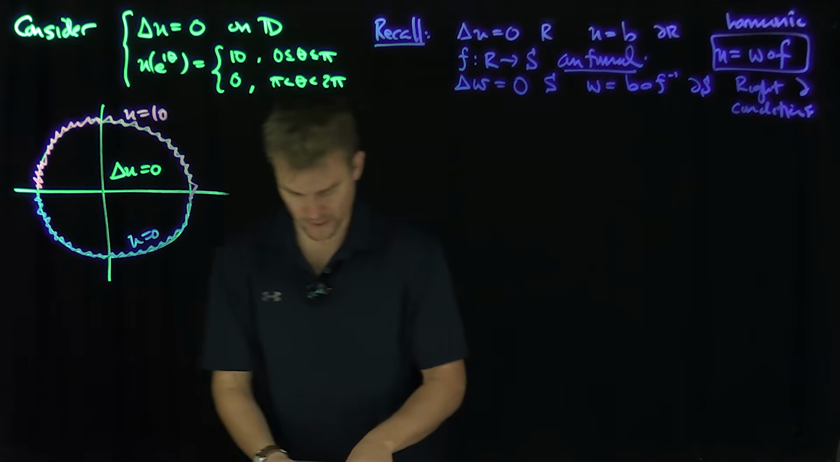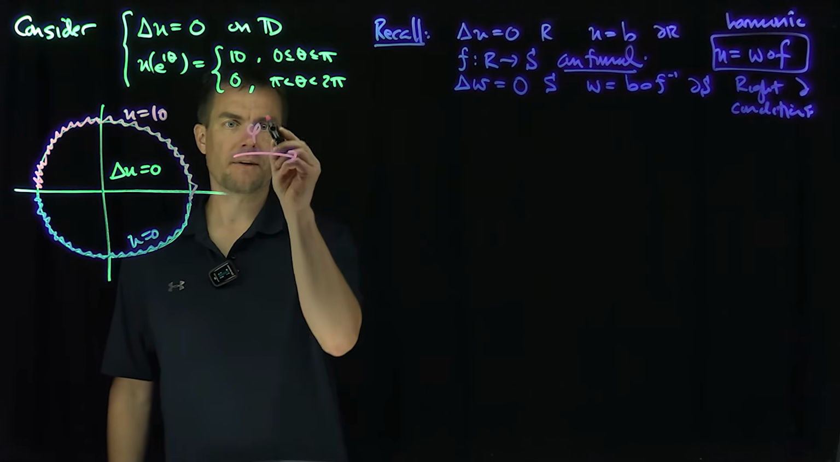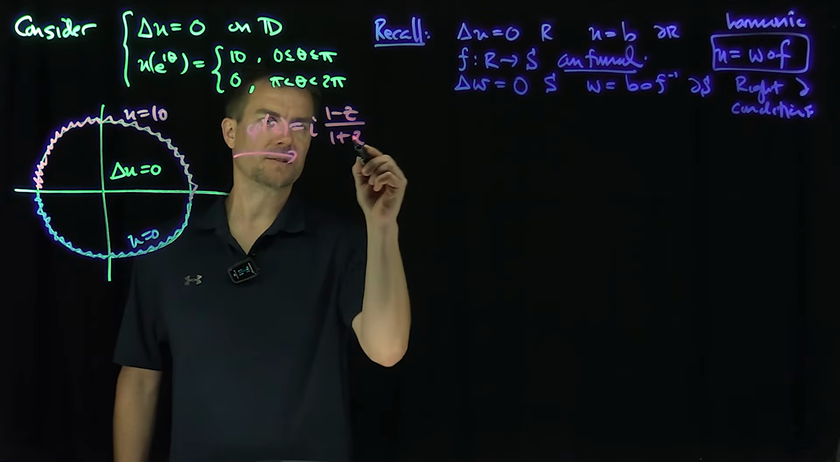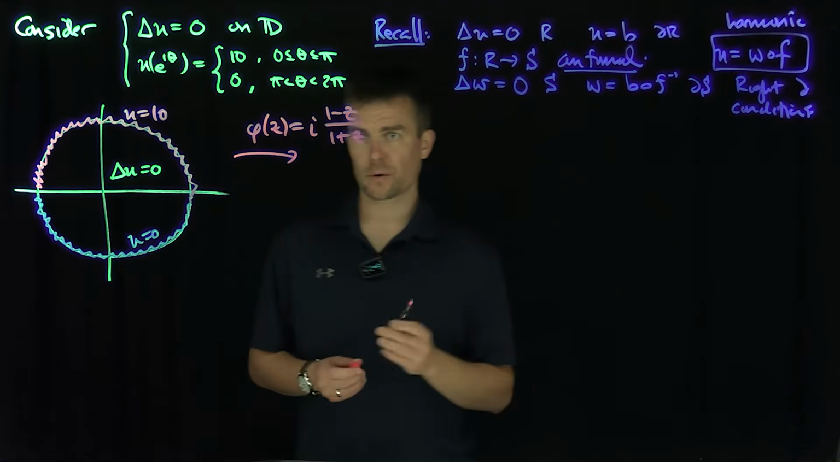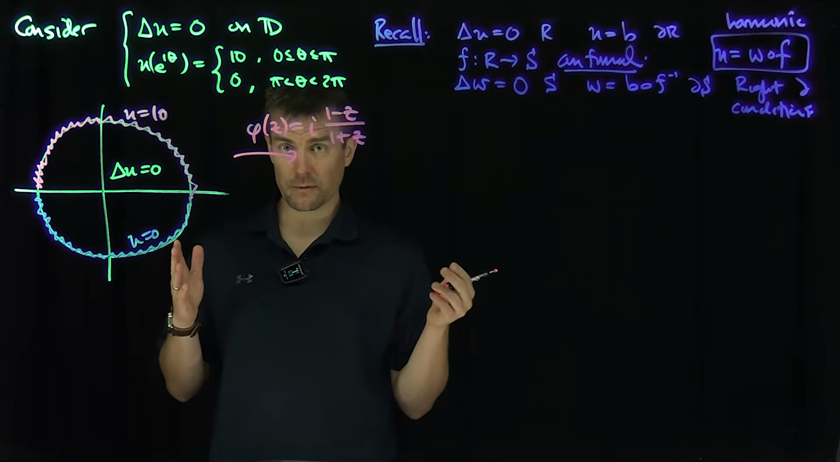Okay, so how am I going to do that? Well, let's consider the following mapping. Let's map this via phi of z, which is i times (1 minus z) over (1 plus z). Well, what's going to happen over here? If I plug in 1, I go to 0, right? If I plug in negative 1, I go to infinity. Good. I go to 0 and infinity.